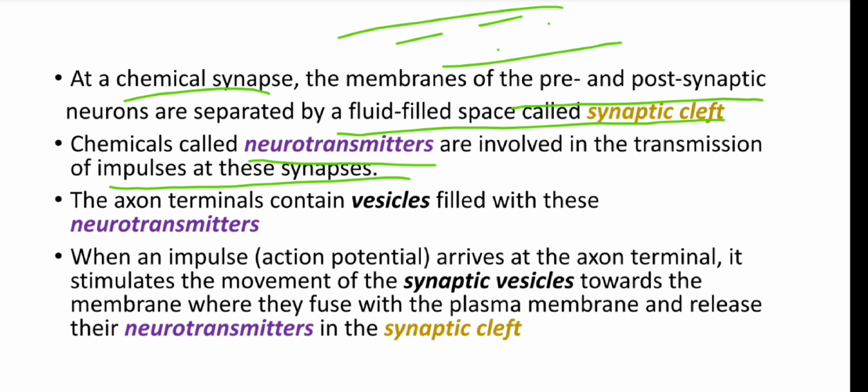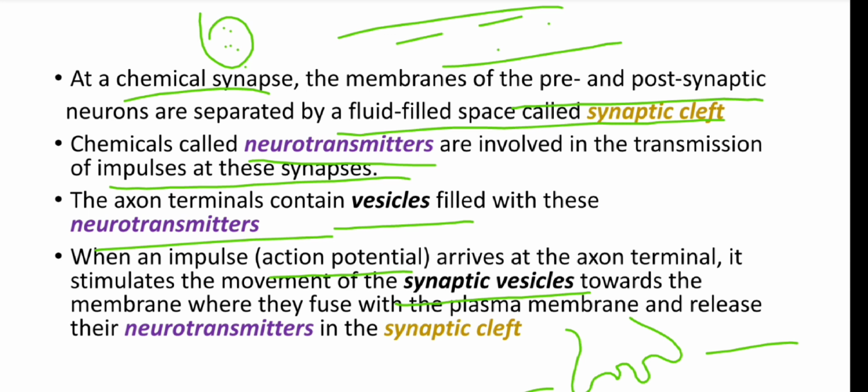The axon terminals contain vesicles, which we have seen contain neurotransmitters. When an impulse, meaning the action potential, arrives at an axon terminal, it stimulates the movement of the synaptic vesicles towards the membrane, where they fuse with the plasma membrane and release the neurotransmitter at the synaptic cleft.